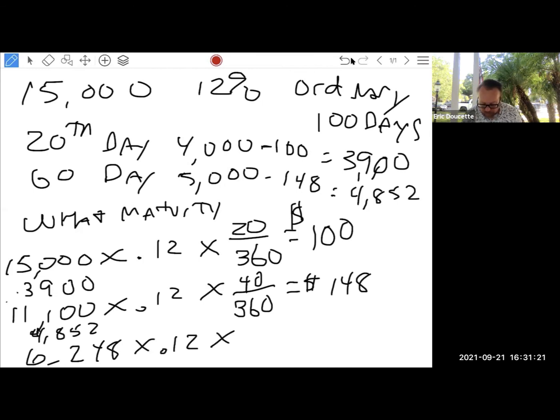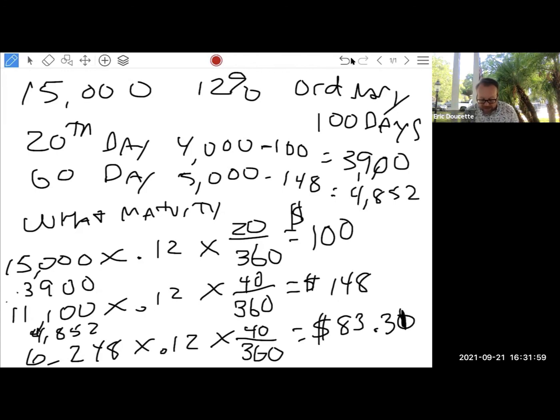times. Now there was 100 days in here. We used 60, so there's 40 more to the end of the maturity. So that would be my last mathematical calculation. Times 40 divided by 360 equals 6248 times 0.12 times 40 divided by 360 equals $83.31 interest.